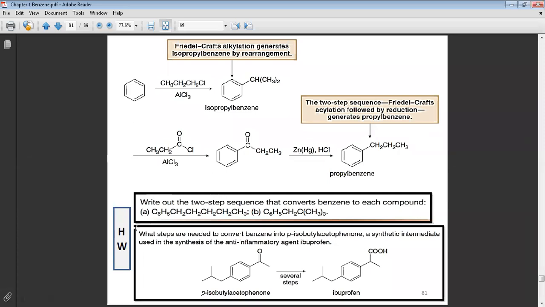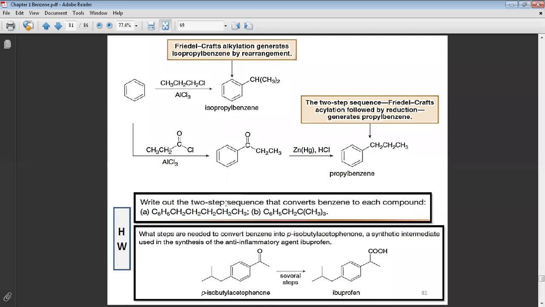Now, this is homework for you, students. Write out a two-step sequence that converts benzene to each compound. Just two reactions, step one and step two. Starting from benzene, prepare compound number 1A. From benzene, prepare compound B by using just a two-step reaction. This is a two-step reaction, right, students? Okay.